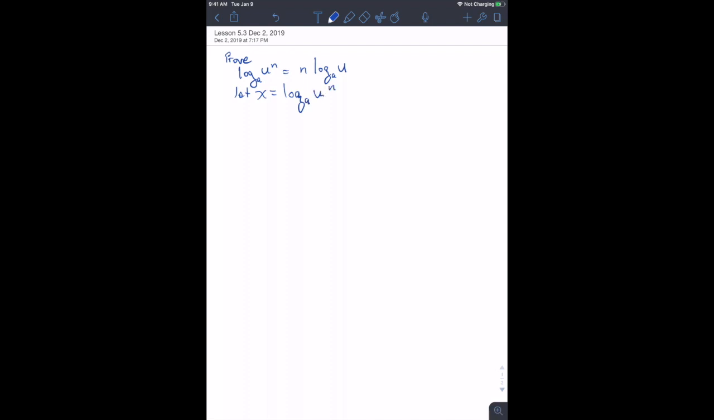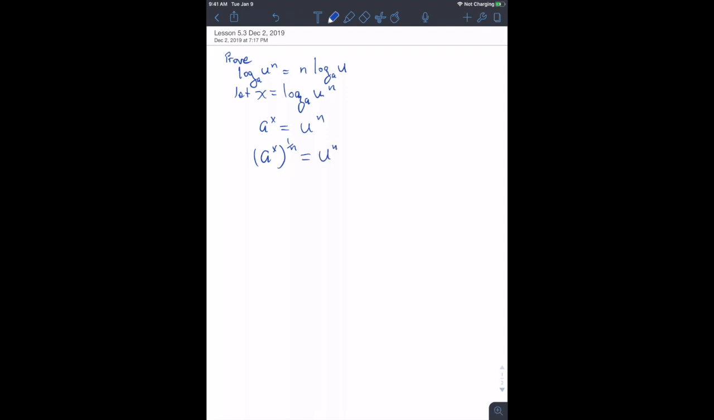Now if that's true, and logarithms are exponents, then we can say this, that a to the x is equal to u to the n. So if a to the x is equal to u to the n, then I can actually raise both sides to the same exponent. So I'm going to take a to the x, and I'm going to raise it to the 1 over n power. And I'm going to do that to the other side as well.